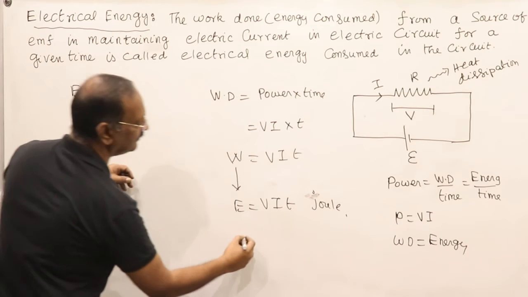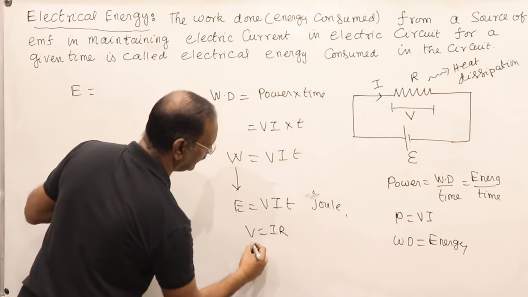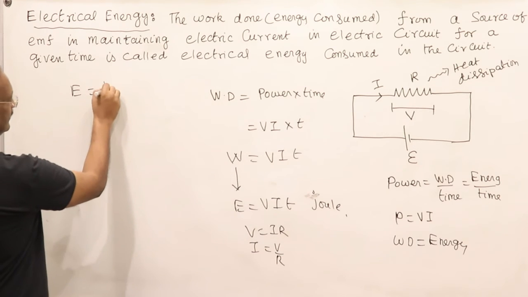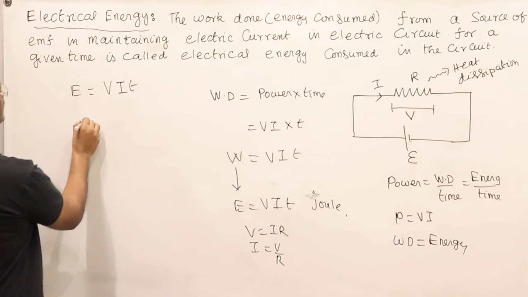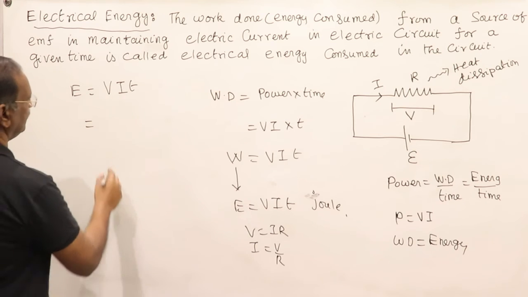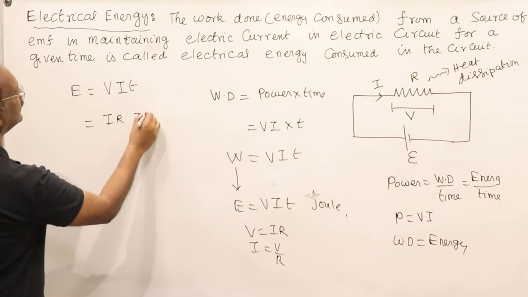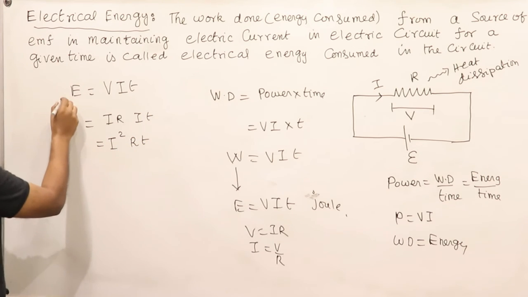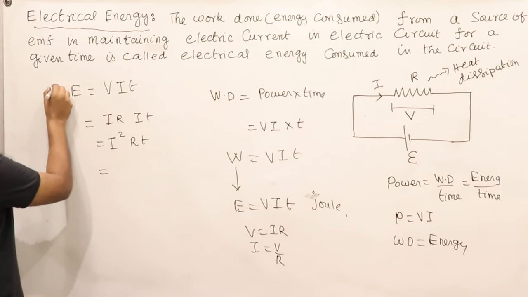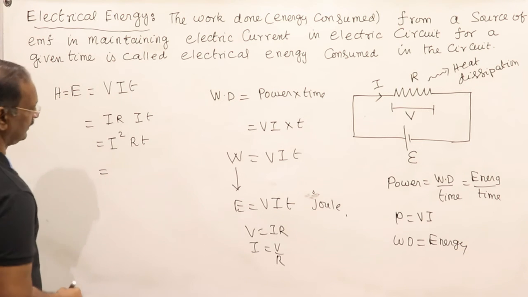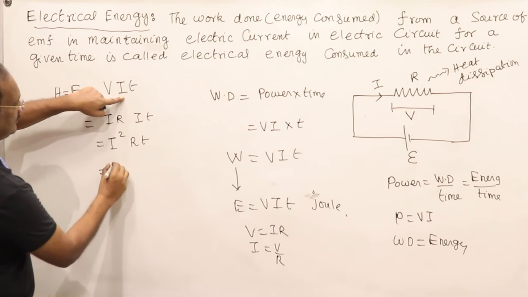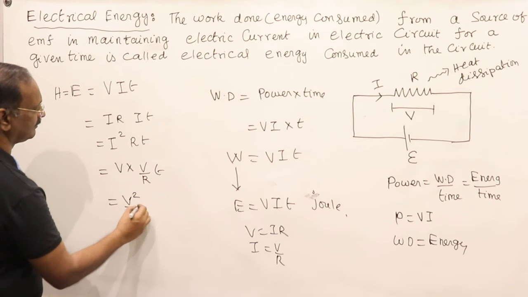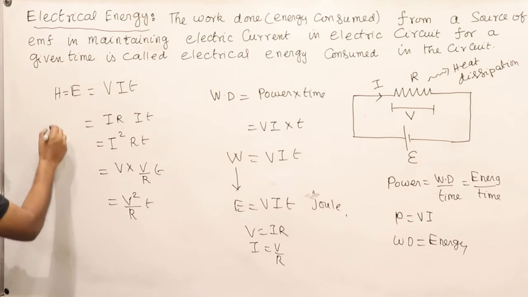Energy is equal to, since V is equal to IR, or I is equal to V by R by Ohm's law. So energy is equal to VIT, or V can be replaced by IR, into I into T, which is I squared RT, that is heat energy. And in place of I we replace V by R, so V into V by R into T is equal to V squared by R into T. Therefore, these are the unit.